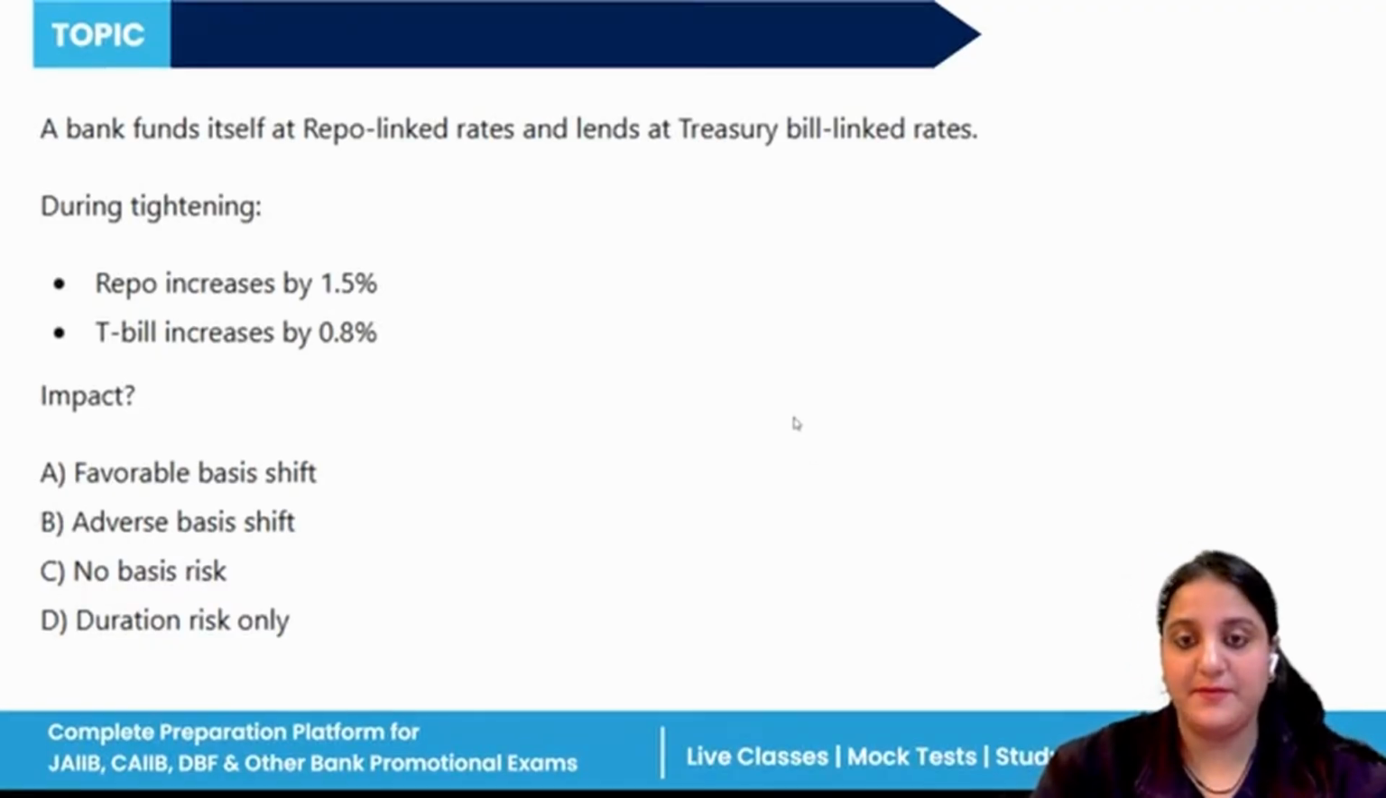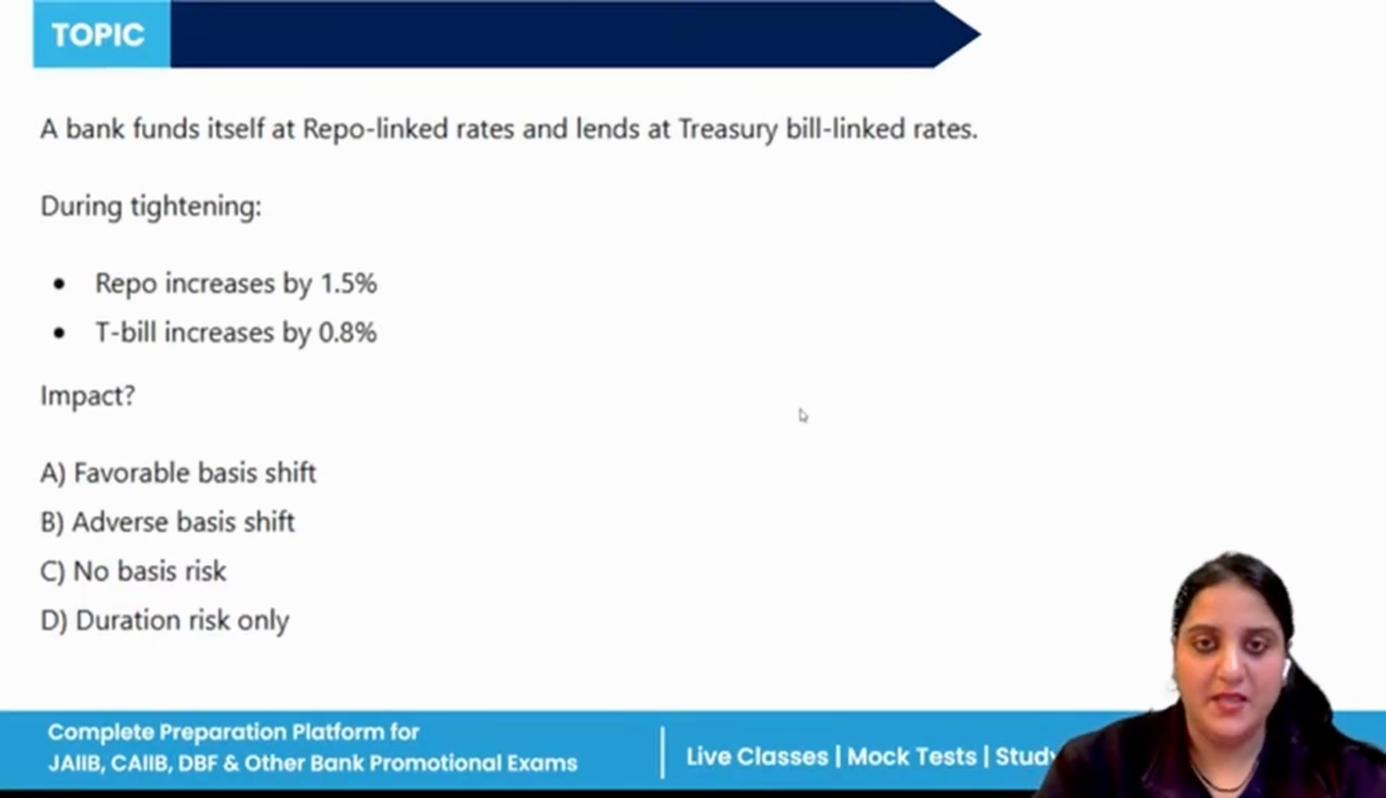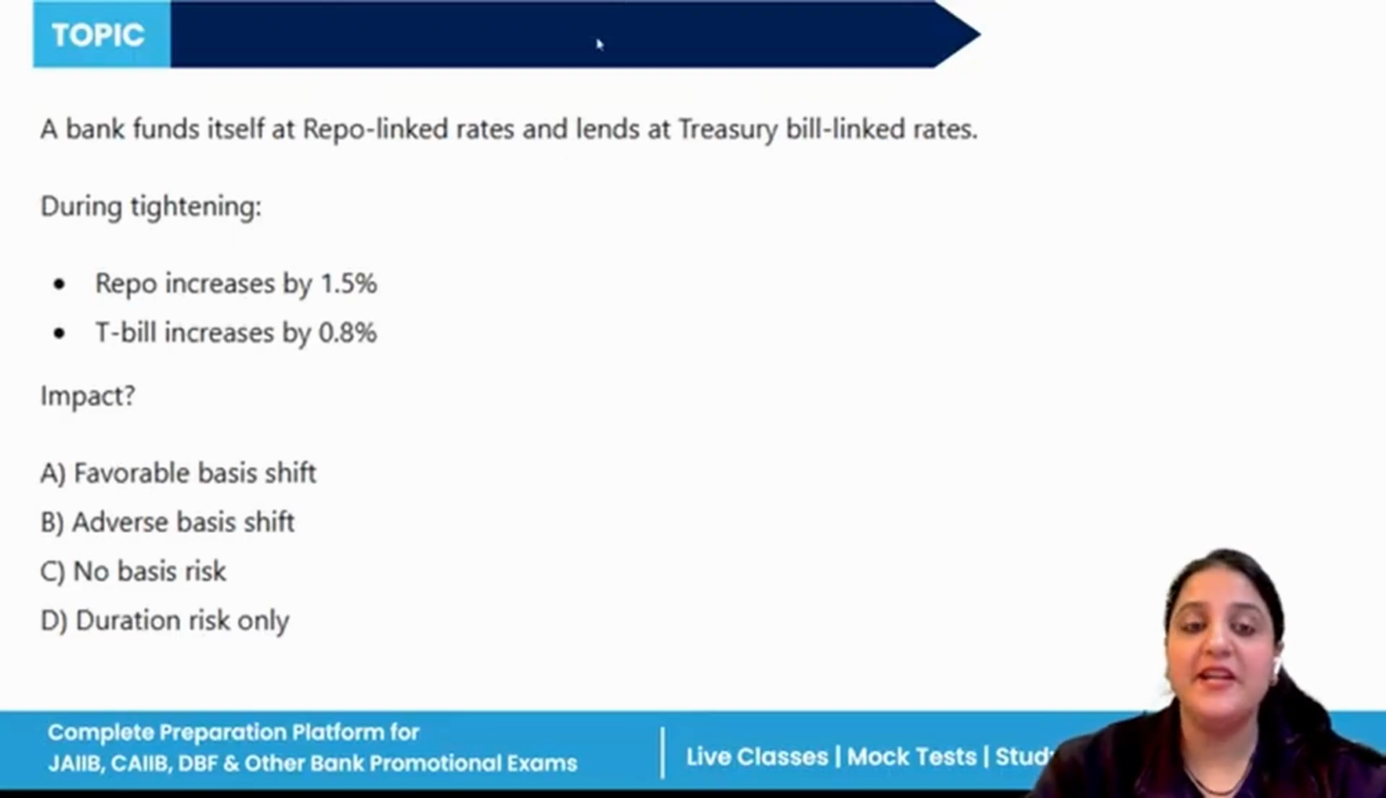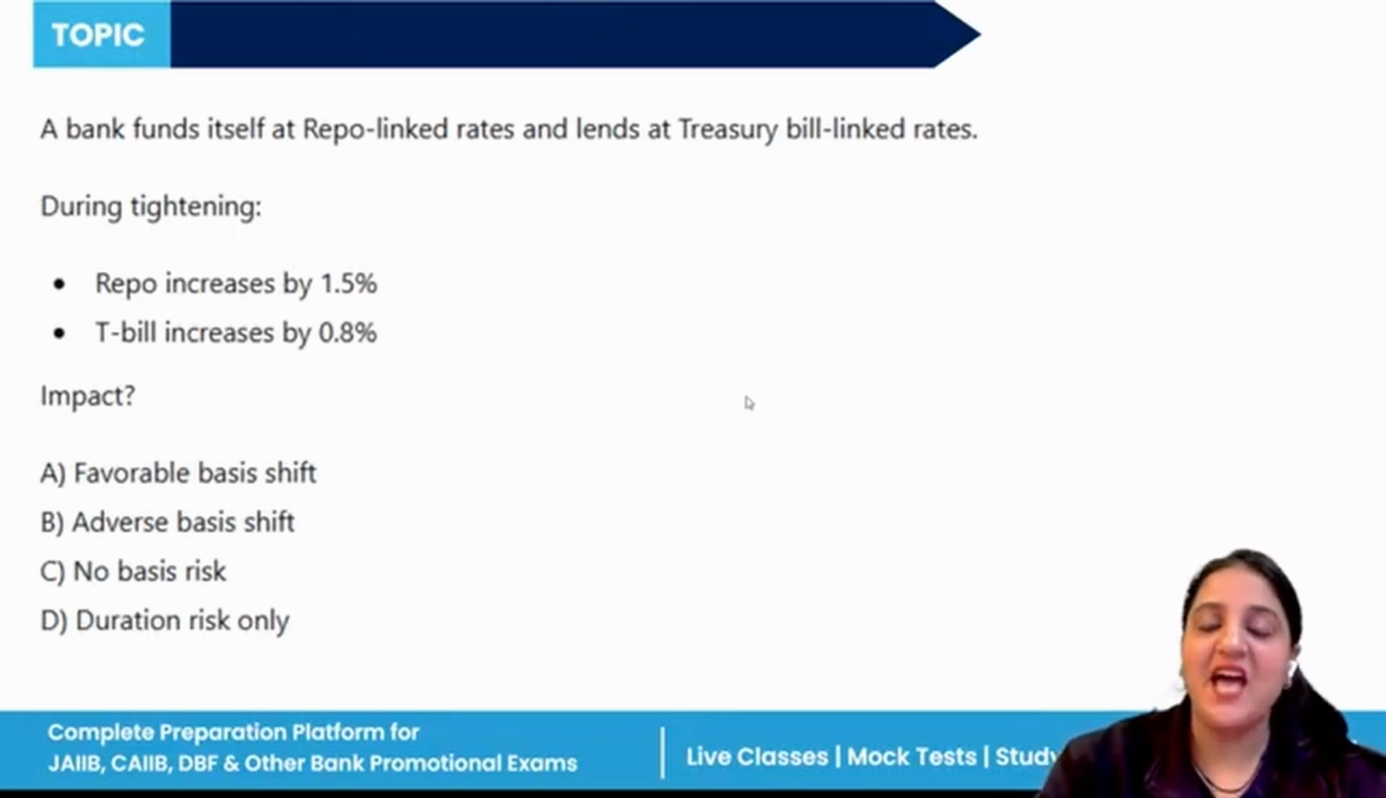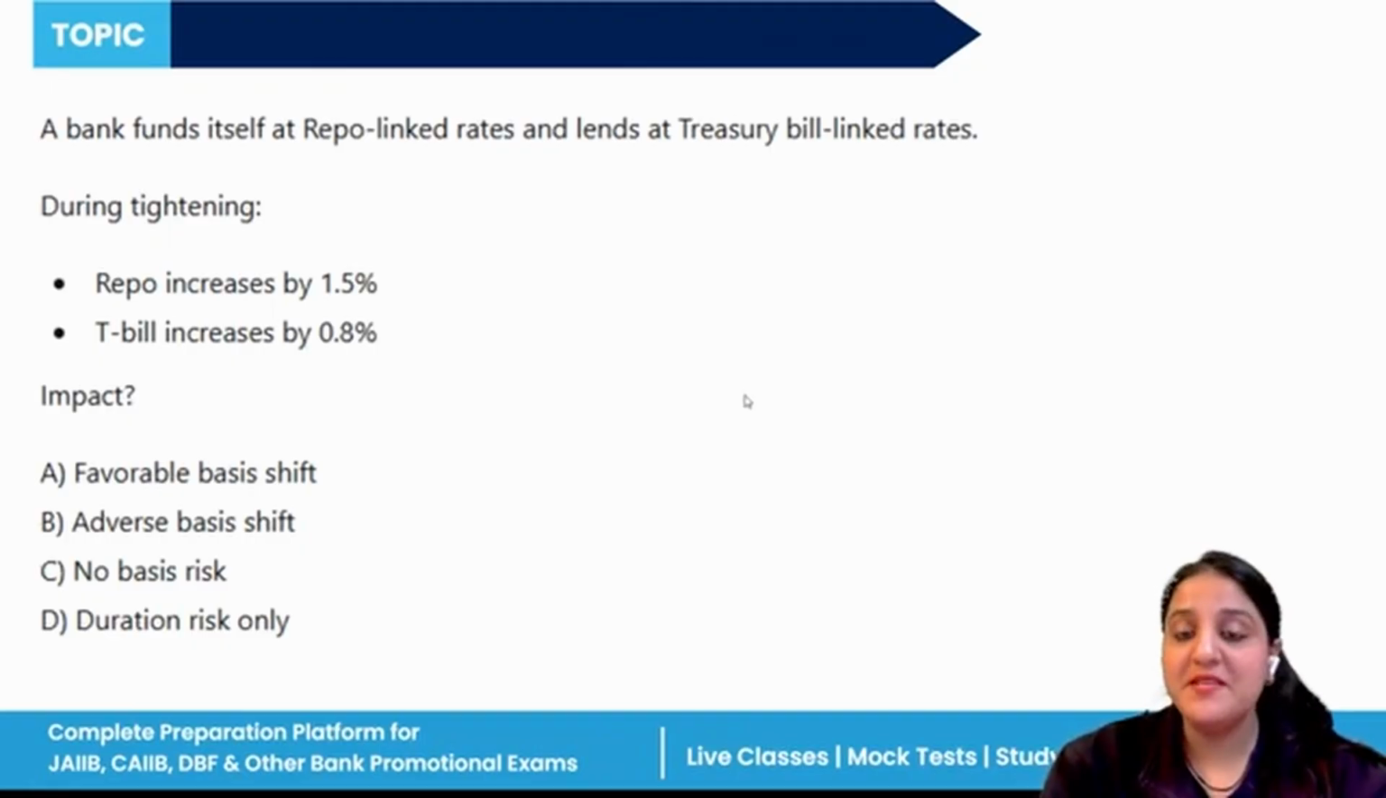What is the impact here? See, the simple explanation of this question is about the basis risk. Basis risk arises when different benchmark rates change by different magnitudes, right? For example, if assets are linked to the MCLR and liabilities are linked to the repo, or SOFR versus treasury yield, even if the repricing dates match, a mismatch in the reference rate movement creates volatility in the NII.